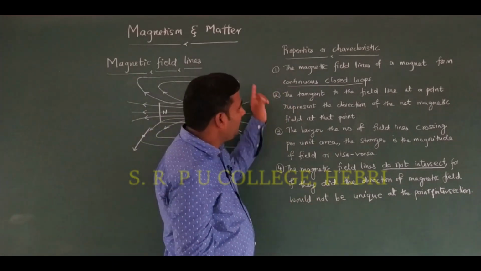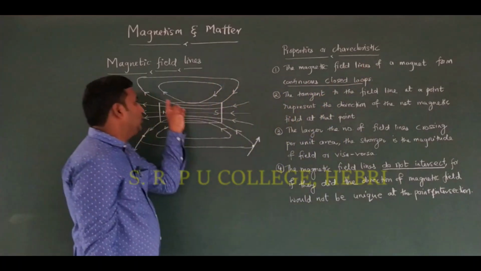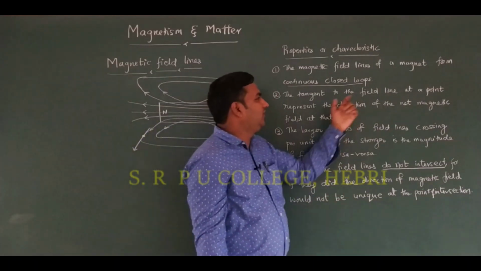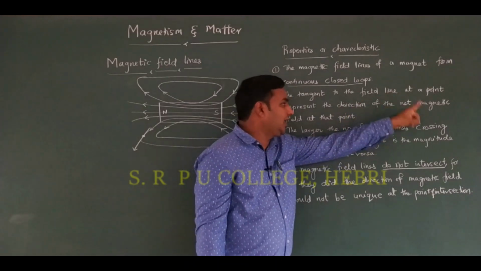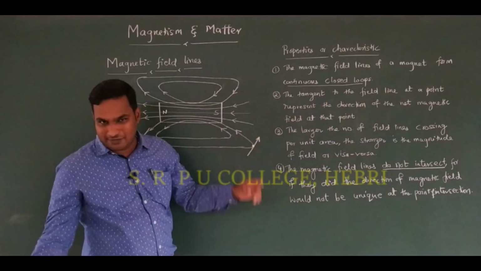First property, magnetic field lines of a magnet form continuous closed loops. See the diagram. Second important, the tangent to the field line at a point represents the direction of the net magnetic field at that point. See this, I already did the explanation.